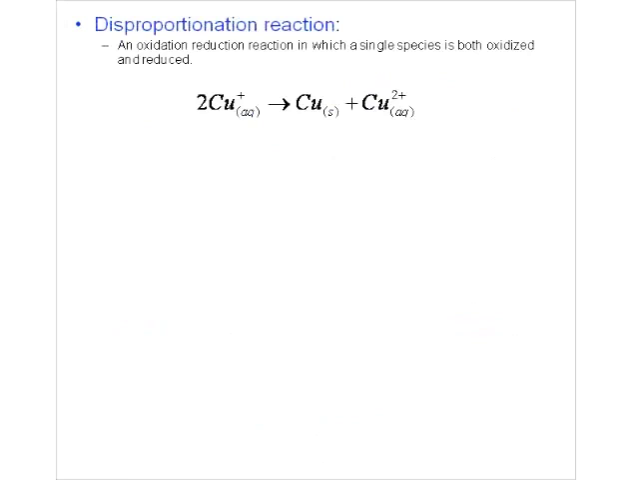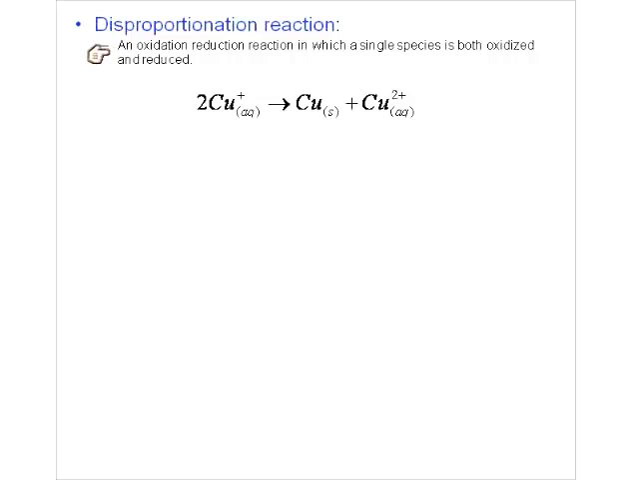Here's another type of special redox reaction. This is called a disproportionation reaction. And this is a case where one species can actually have a dual role. Okay, it can be a double agent. It can be the reducing agent, and it can be the oxidizing agent. So a double agent, working for both sides here.